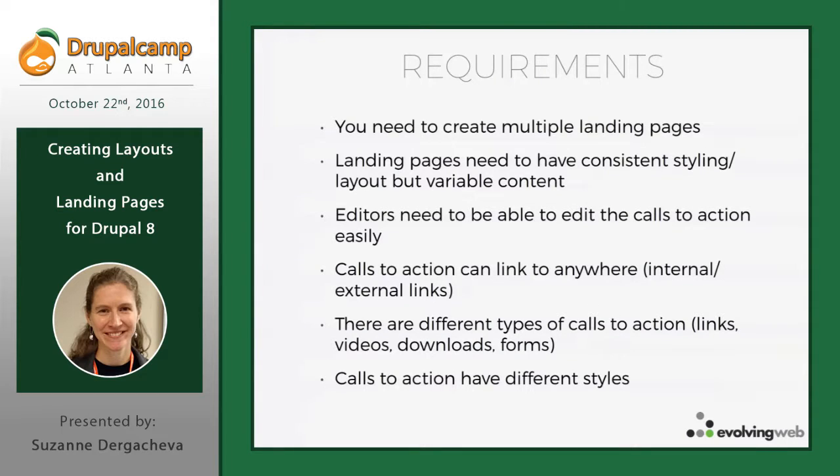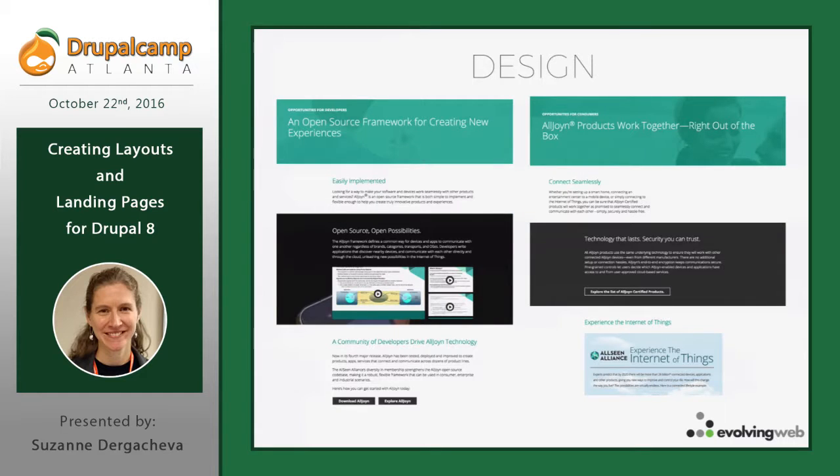Calls to action can link to anywhere, so they can be external links or internal links. And there are different types of calls to action. Like we saw, there were some that had videos, some that just had links, some had background images. So we had a variety of different types. And they also had different styles: black background, light background, image background. You can see there's a little bit of difference in the styles. It looks consistent, but these calls to action have different colored text and a different style of background image.